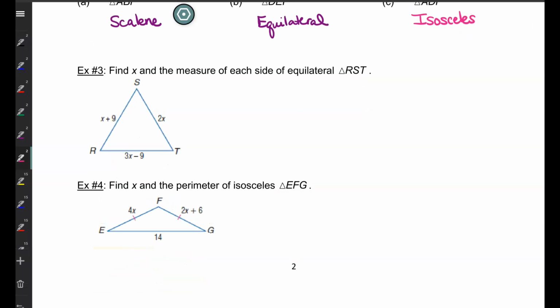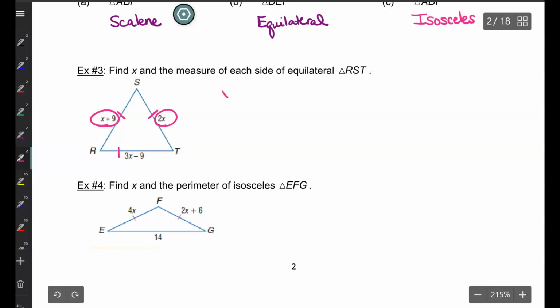Okay, just a couple more to go. We want to find the value of x, and then we're going to find the measure of each side of equilateral triangle RST. Again, if you want to pause it, try this on your own, and then come back. Okay, so since it's equilateral, that means all three sides are congruent. Now, I have different expressions for each of the sides, but it doesn't matter. I can set any two sides equal to each other, and I should get the same value of x. So I'm going to choose x plus 9 and 2x, and I get x equals 9.